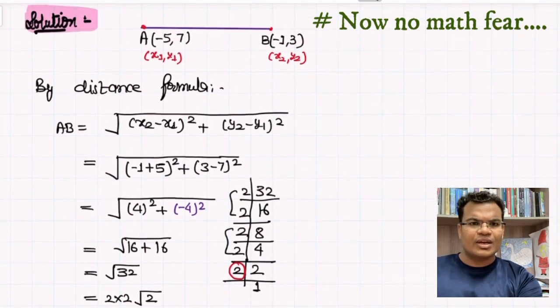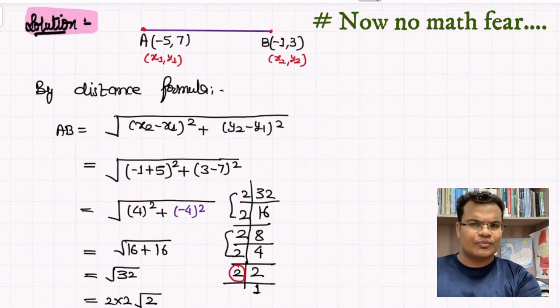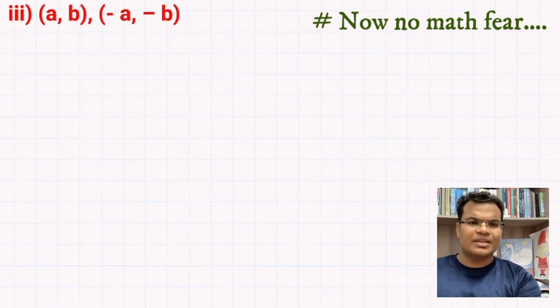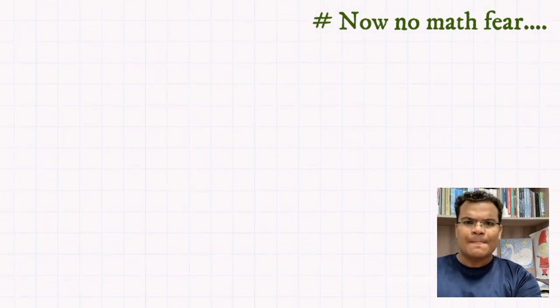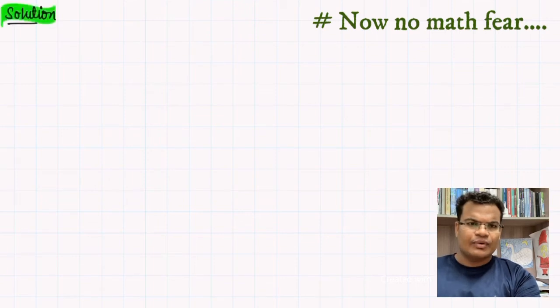Further we can go for the third part also, but this is very simple, the third part. So the third part is minus a comma a and minus b comma b. So guys, the third part is very simple, and I will scroll down a little bit and then I'll start with the distance between these 2 points.